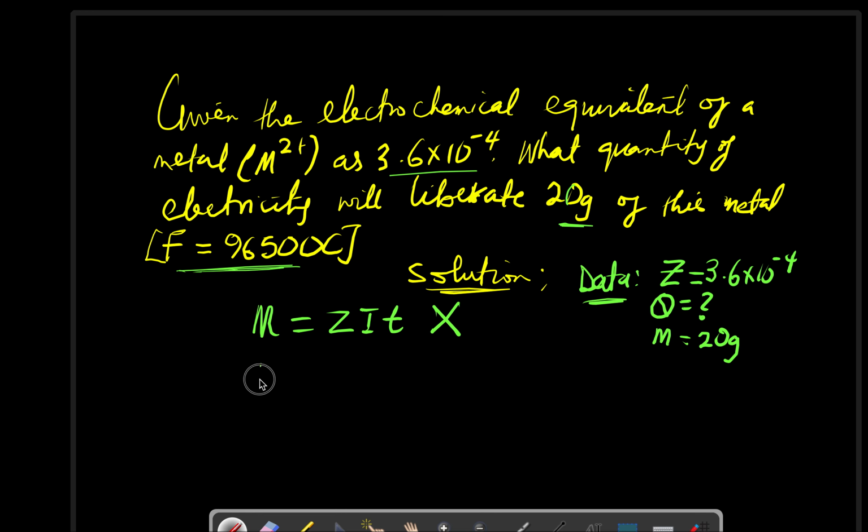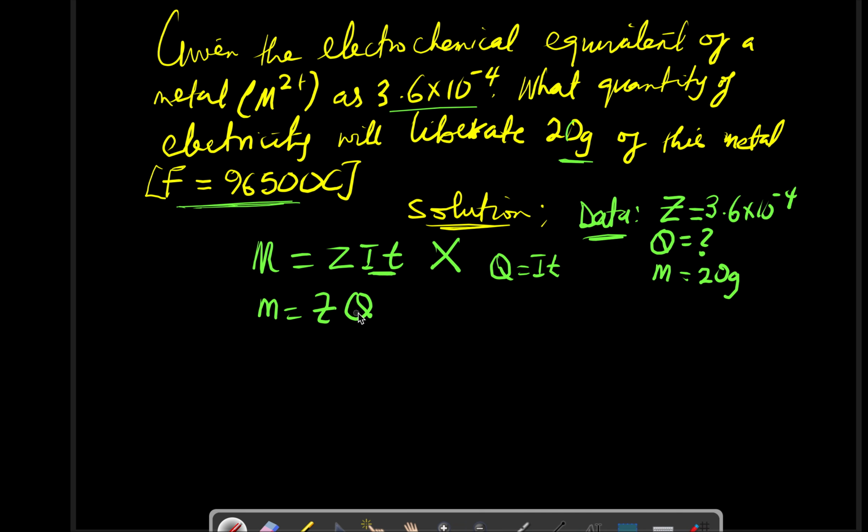But from this formula, we can also deduce the other one. Remember, I have mentioned that Q is equal to IT. That means in place of this IT, I can replace it with Q. Now, Q is what you're looking for. Z is given to you. M is this one you're having. You can see that the problem is solved already. If I want to make this Q stand alone, I would simply divide both sides by Z. If I divide both sides by Z, this will cross out. So what is left is Q equal to M over Z.